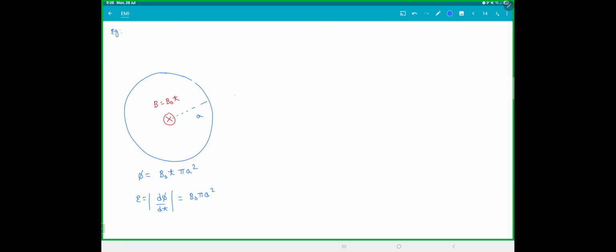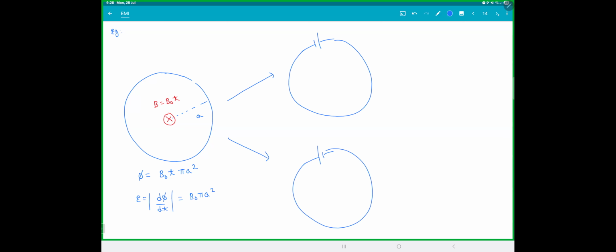Now there are two possibilities. One, the battery could be in this direction. Two, the battery could be in this direction. So basically current is flowing clockwise or current is flowing anti-clockwise. These are the two possibilities, isn't it? Either you go clockwise or anti-clockwise. Now let's see what happens in both the cases.